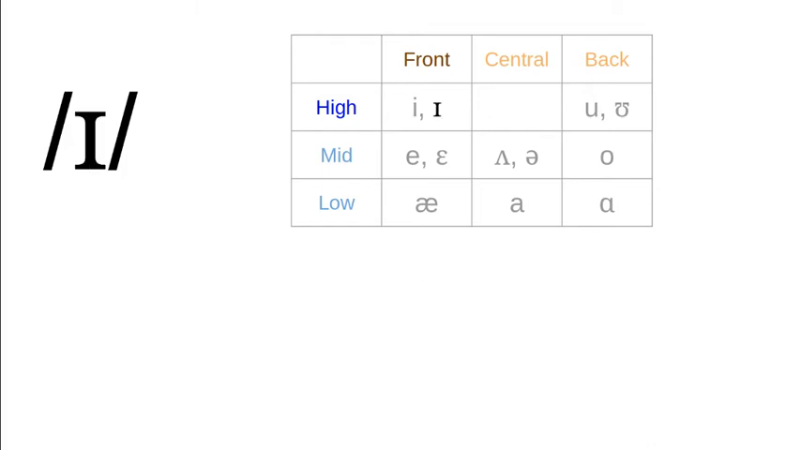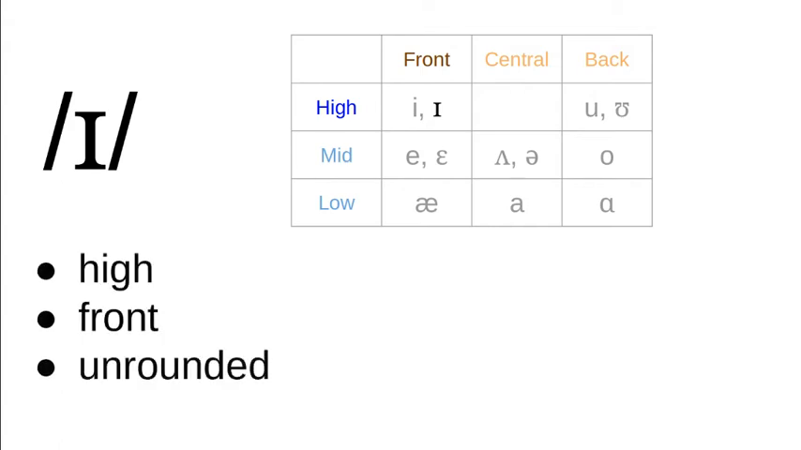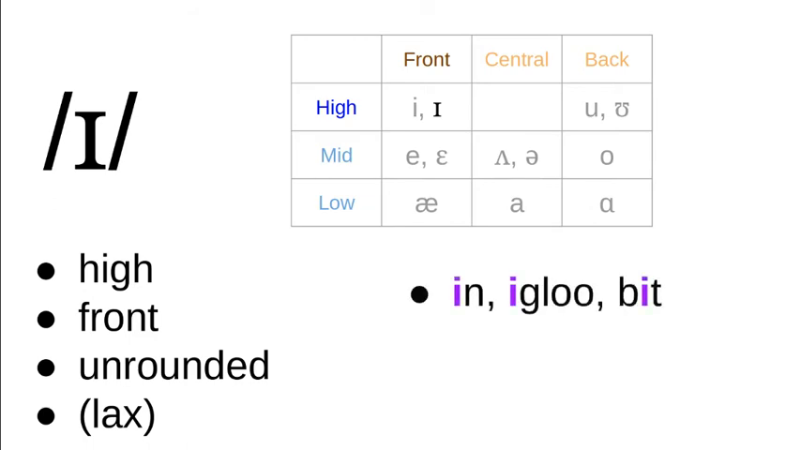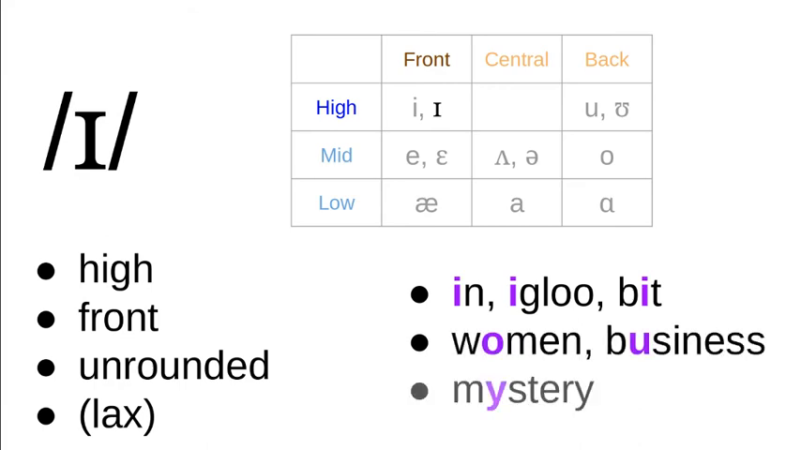Okay, and the other sound we have is the I sound, represented by a small capital I. And it looks kind of like a lowercase I without a dot. And this sound is a high, front, unrounded vowel, and this is the lax version of the previous one. It's almost always spelled I in English in words like in, igloo, bit, but not always. We have words like women, business, and mystery where it's spelled in whole other ways.